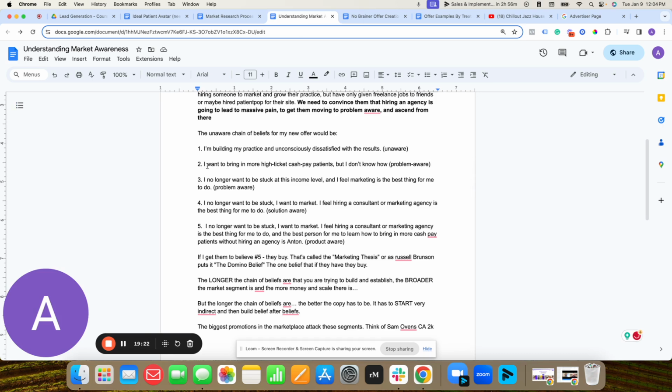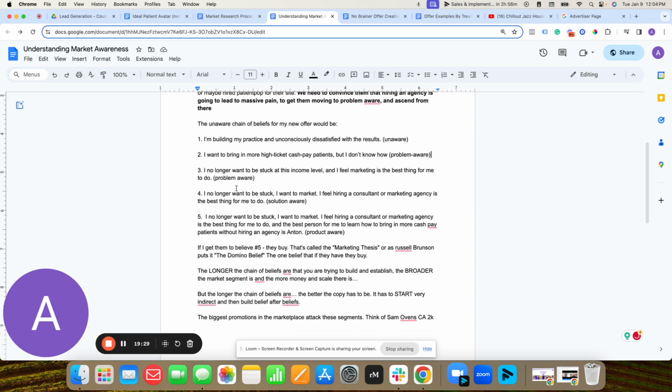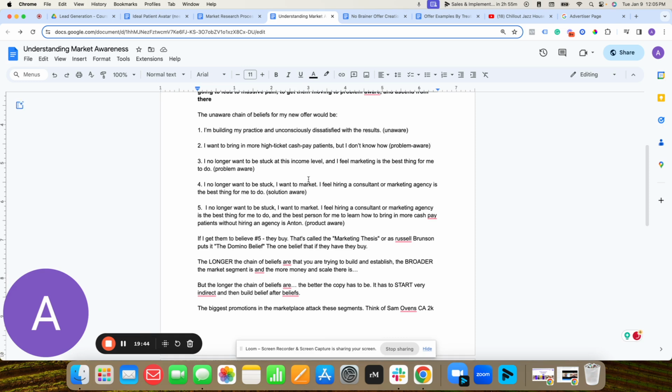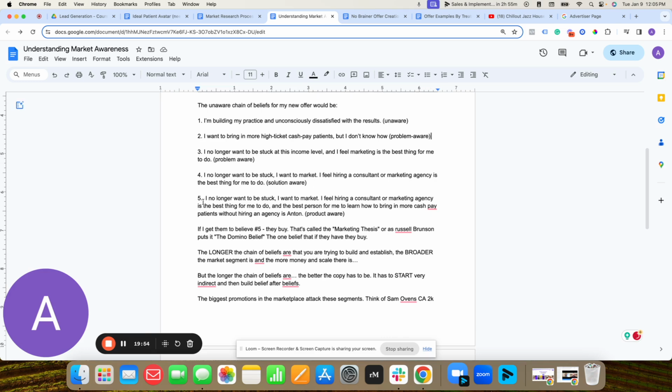Then I need to get people to believe I want to bring in more high-ticket cash-paying patients, but I don't know how. We're moving them from 1 to 2. This is making them problem-aware. Then we want them to move from problem-aware to a more specified problem awareness. I no longer want to be stuck at this income level, and I feel marketing is the best thing for me to do. They're becoming more aware of a solution to that problem. And then we want to graduate them to solution aware. I no longer want to be stuck. I want to market. I feel hiring a consulting or marketing agency is the best thing for me to do. Number 5 is where they ultimately make a decision to get started with me.